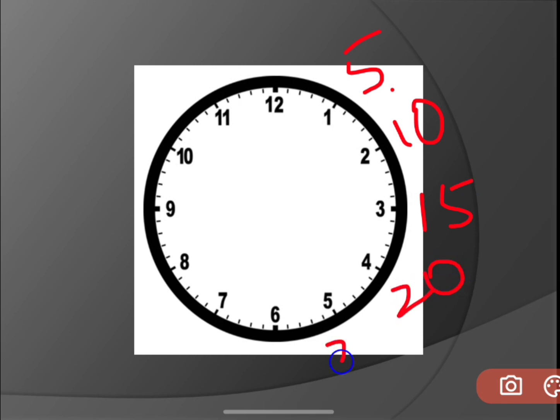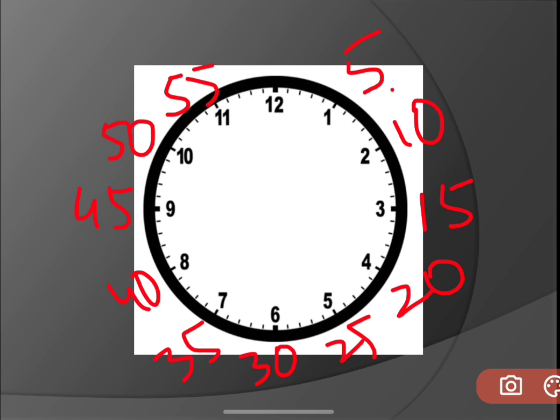5 4s are 20, 5 5s are 25, 5 6s are 30, 5 7s are 35, 5 8s are 40, 5 9s are 45, 5 10s are 50, 5 11s are 55, and here it becomes 0 again. If you count the middle small lines, you will get these numbers only. So instead of counting every time, you can simply remember the 5 table.